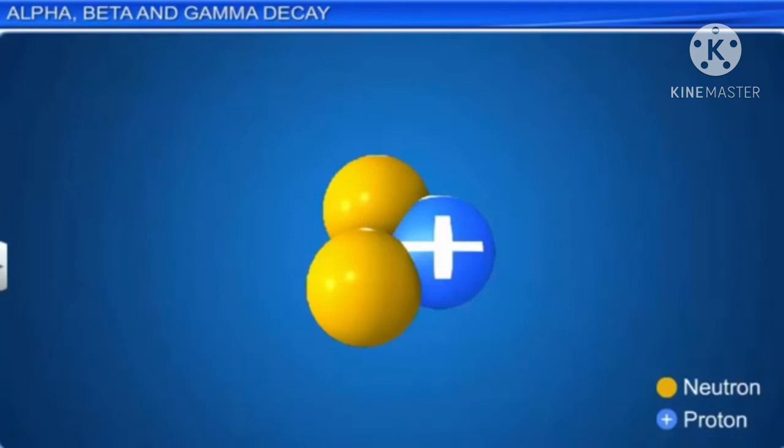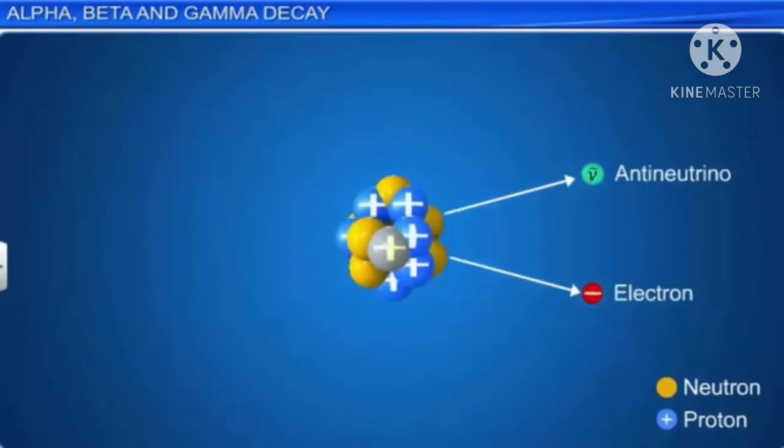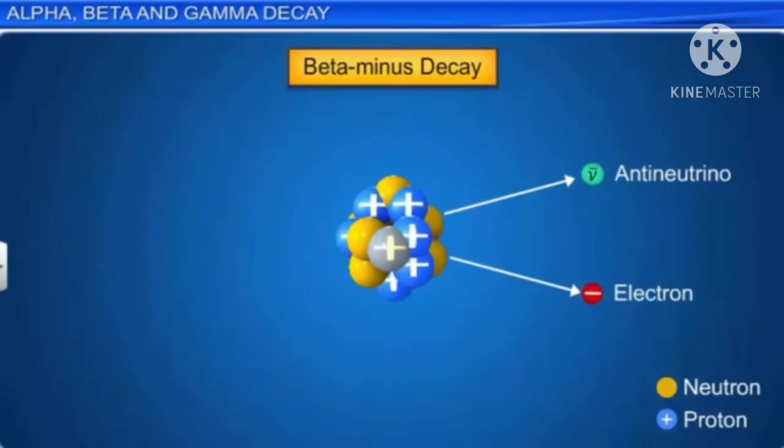The decay in which an electron is emitted is called beta minus decay. In this decay, a neutral, massless particle called an antineutrino, denoted by the symbol nu bar, is also emitted.